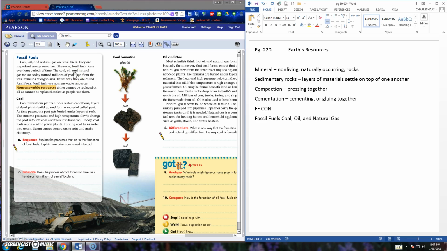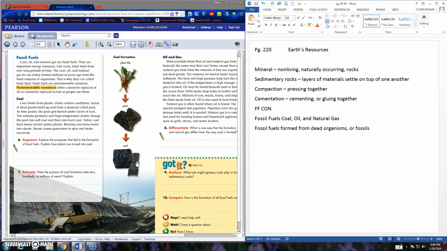Like rocks, fossil fuels form over long periods of time. The coal, oil, and natural gas we use today formed millions of years ago from the fossil remains of organisms. This is why they are called fossil fuels. Fossil fuels formed from dead organisms or fossils. It came from fossils. And here's the fast part of it. Some plants lived, the plants died, they got buried, they got turned to peat, and over time, presto changeo, now we have coal.